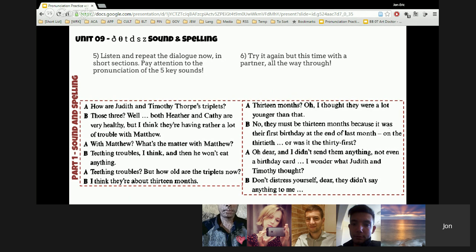How are Judith and Timothy Thorpe triplets? Those three, well, both Edward and Katie are very healthy, but I think we're having rather a lot of trouble with Matthew.